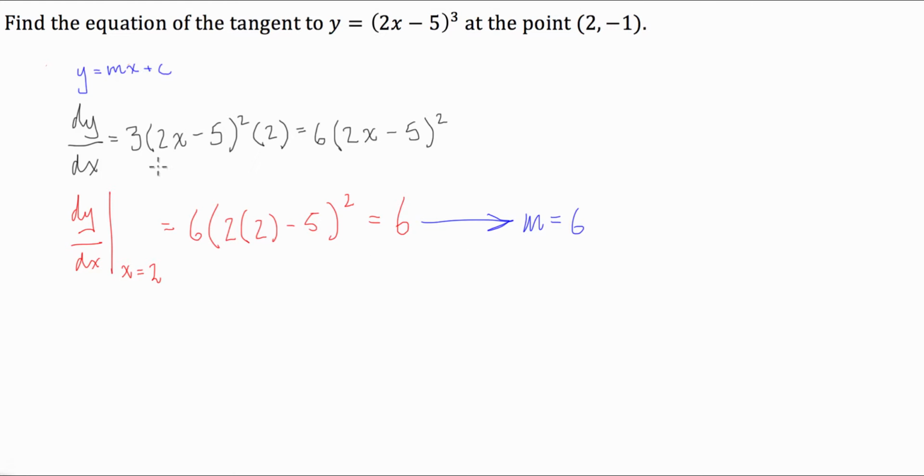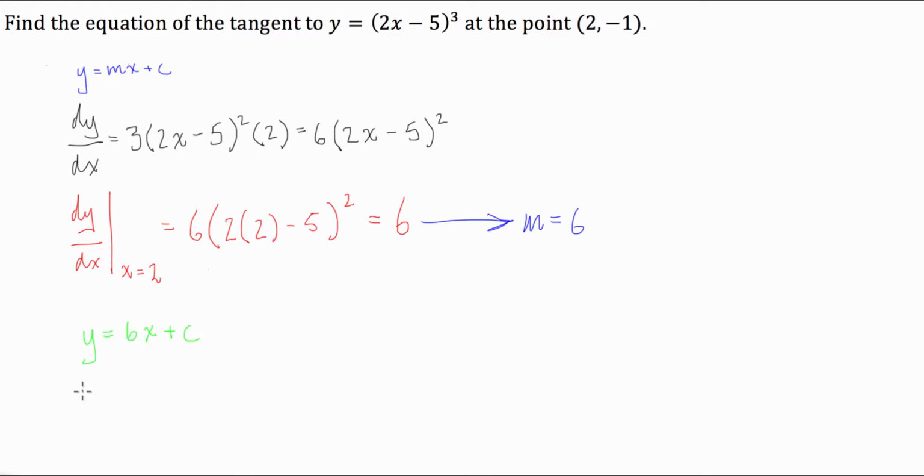So then what we do is we plug this newfound value into the linear function that we're asked to find. So we're going to have y equals, instead of m, we're going to put 6x plus c. And then what we're going to do is solve for c, or find its y-intercept. We substitute in the point from the original that they give us, (2, -1), and then we'll be able to solve for c.